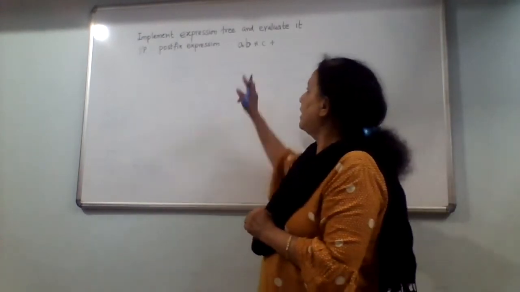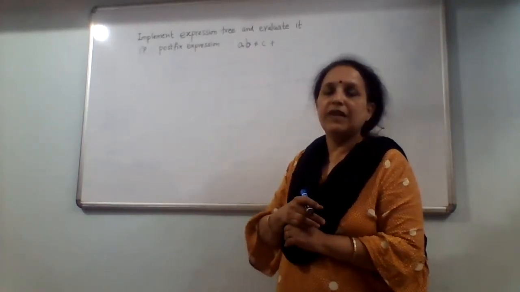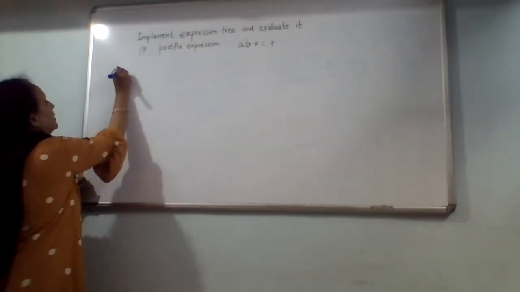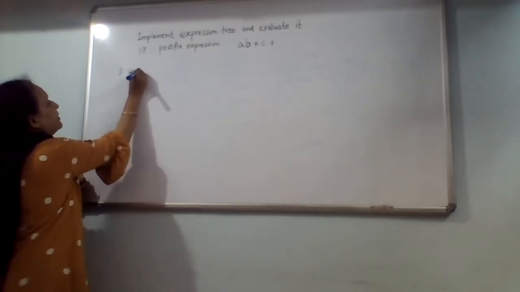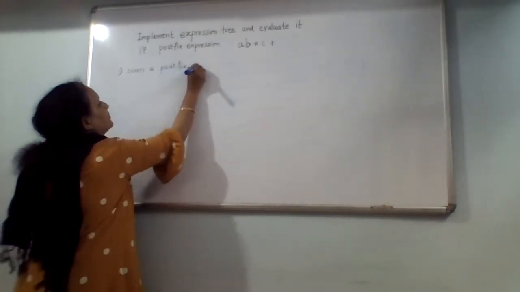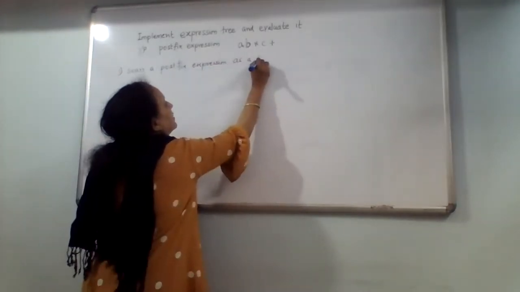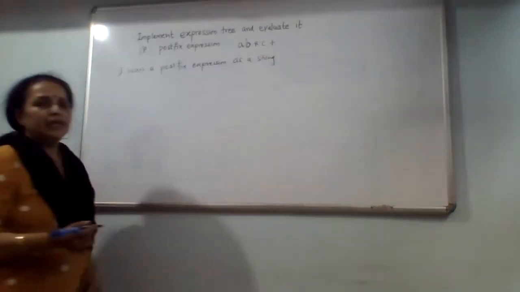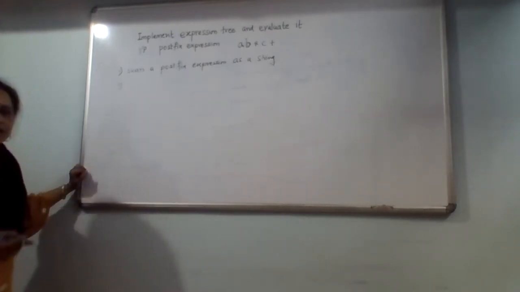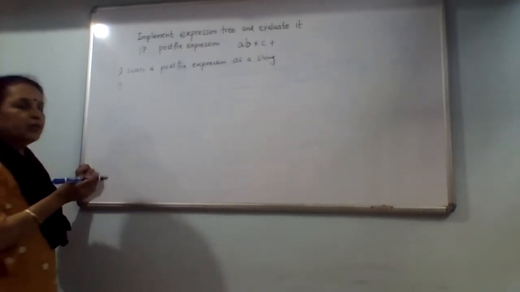Now here we are considering this as a string. How it will be executed, we'll see afterwards, but we'll write down the algorithm first. So what is the algorithm? The first step is to scan a postfix expression as a string. Then the second step is what? We have to scan each character from the string, that postfix expression, and put it into a character.